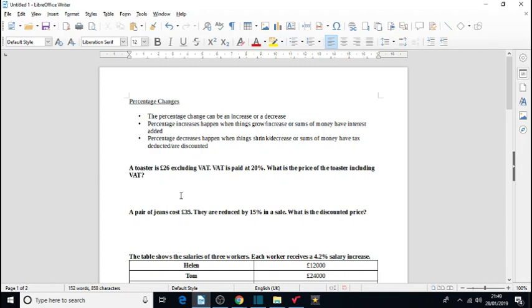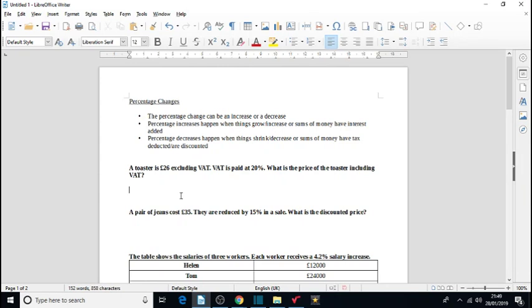Hello there, and I'm going to teach you how to work out percentage changes. Percentage change can be an increase or a decrease. Percentage increases happen when things grow, things increase, or sums of money have interest added. For example, VAT.